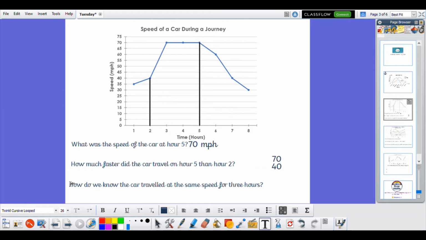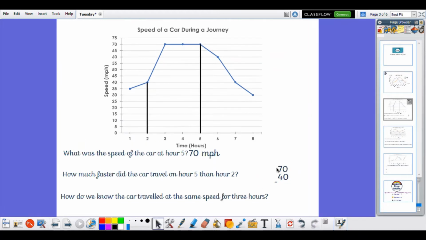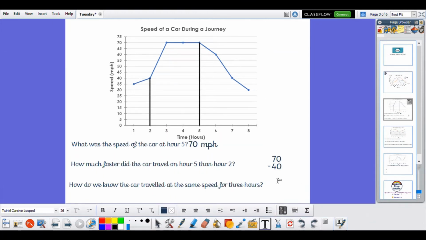Okay, and then it said, how much faster did the car travel? So I'm going to do subtraction. Again, like yesterday when we did word problems, I am looking for the vocabulary that tells me what to do. So I'm doing 70 subtract 40, which will give me 30. So the car travelled 30 miles per hour faster on hour 5 than on hour 2. Okay, so I've got a nice short sentence explaining what my graph shows.